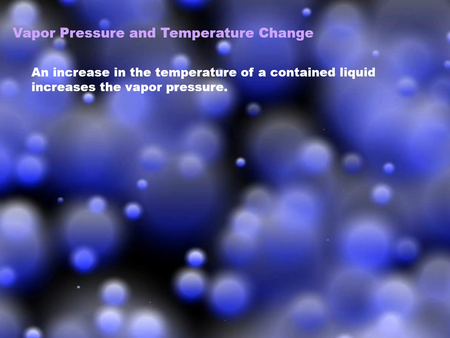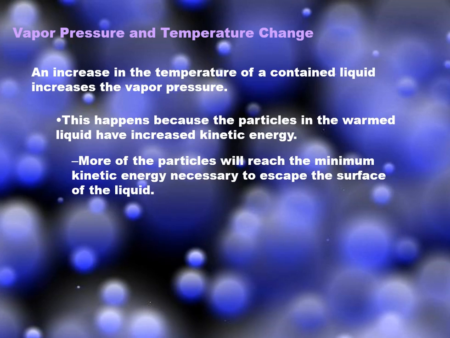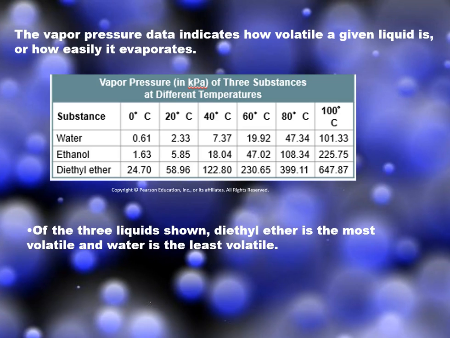When you increase the temperature of a contained liquid, this increases the vapor pressure. And why is that? Think about that. When you increase the temperature, the particles increase their kinetic energy, and as they increase their kinetic energy, you have more particles going into the vapor phase. And as more particles escape from the surface of the liquid into the vapor phase, you have more collisions on the sides of the container, and that increases the vapor pressure.